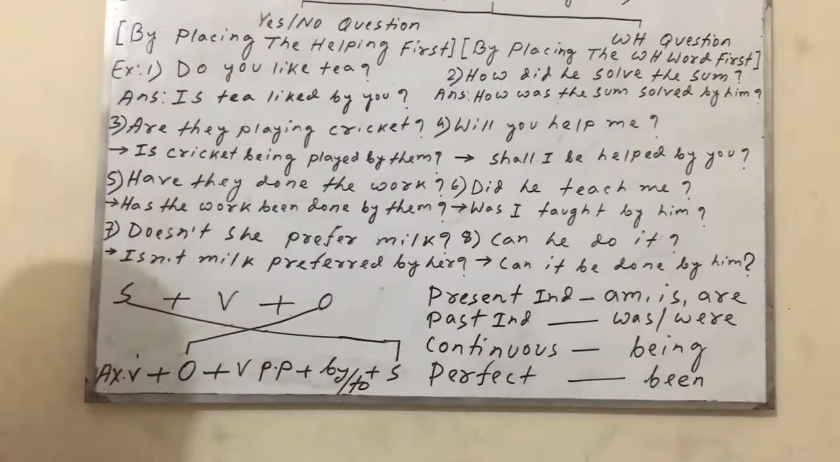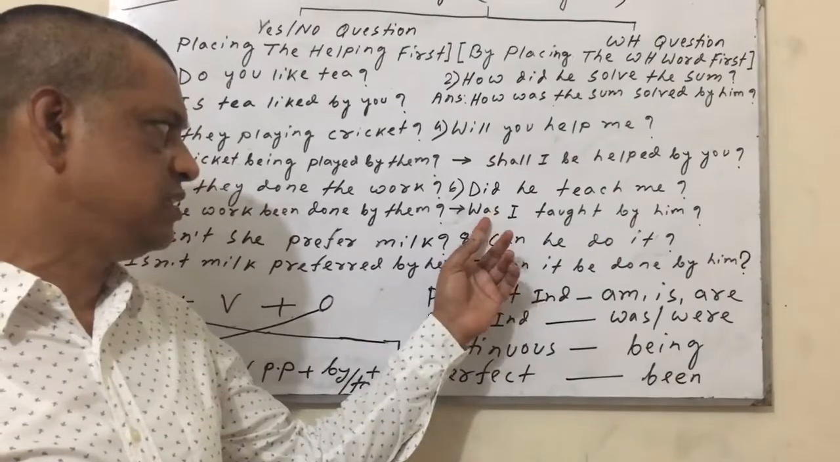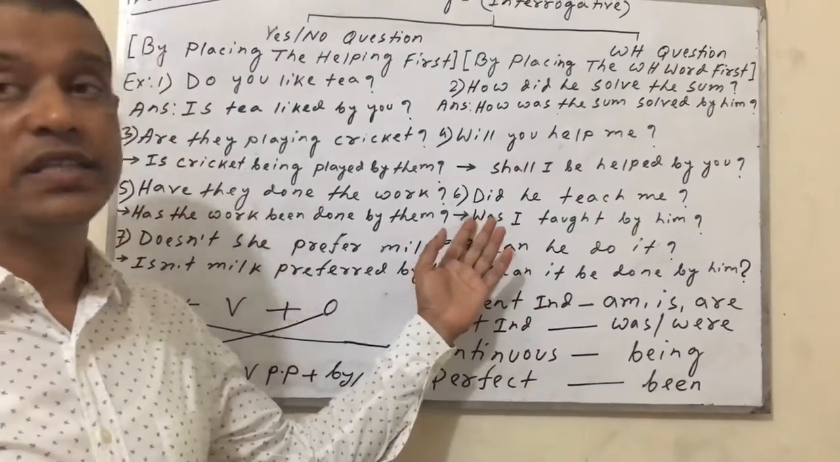Next question, number 6, did he teach me? This is past indefinite tense, and for the past indefinite tense, the auxiliary verbs are was and were.